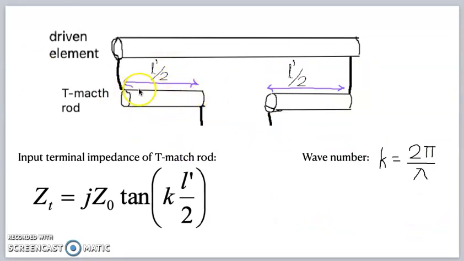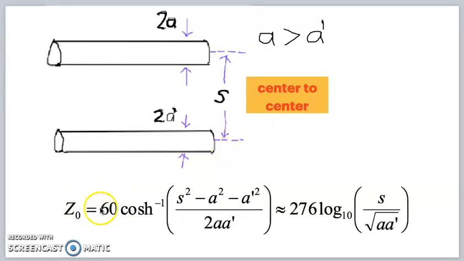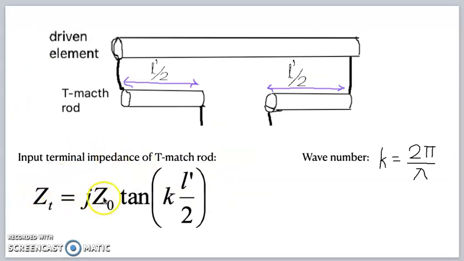Now, at this T-match rod, take note that the length must be L prime over 2. In this case, we use two types of T-match rod. When you use the T-match rod, it will contribute to ZT, the input terminal impedance. To find this input terminal impedance, ZT is jZ0 tangent of k L prime over 2. L prime over 2 is the length, k is the wave number, which is 2 pi over lambda. Take note that lambda depends on the frequency. And Z0 is coming from the previous Z0. Then we can find this ZT.